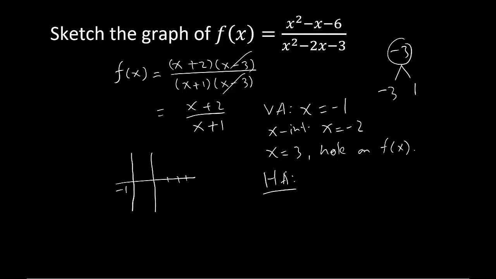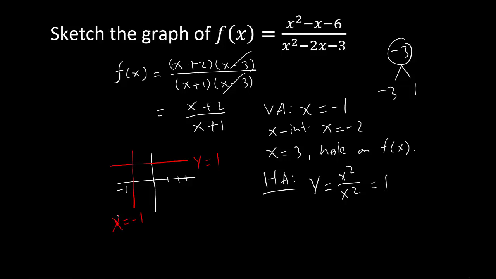If you're looking for horizontal asymptote, I'm writing in short HA. Horizontal asymptote will be y equals, take the power function from the numerator, which is x squared, and from the denominator also x squared, you get 1. So y equals 1 is your horizontal asymptote here. I'm using red color. The first one, y equals 1, is my horizontal asymptote, and x equals negative 1 is my vertical asymptote.